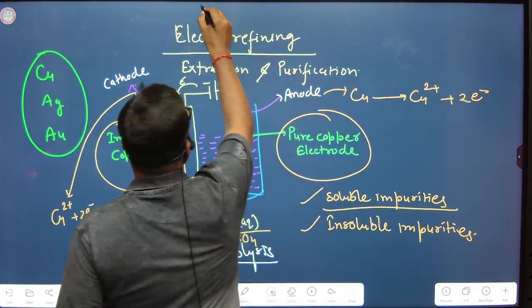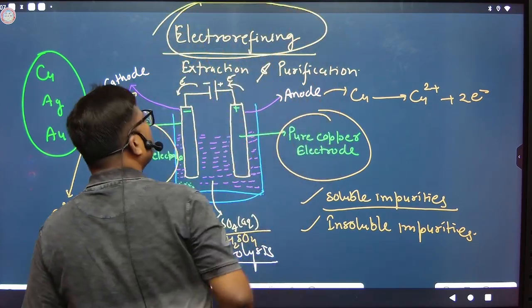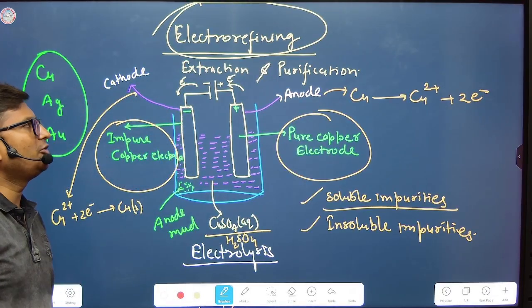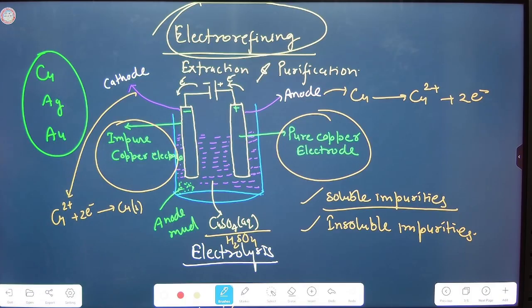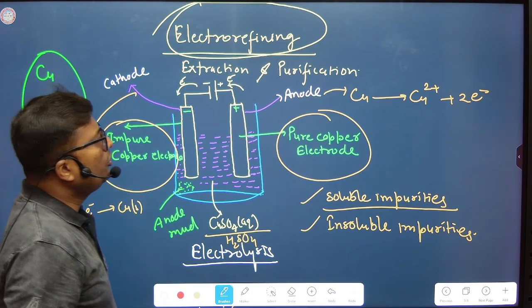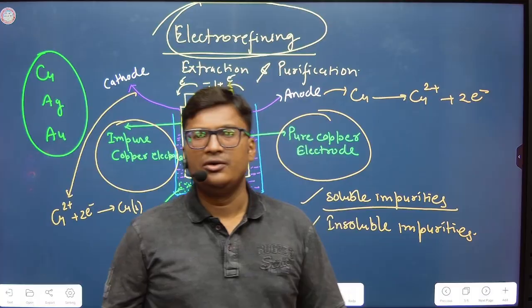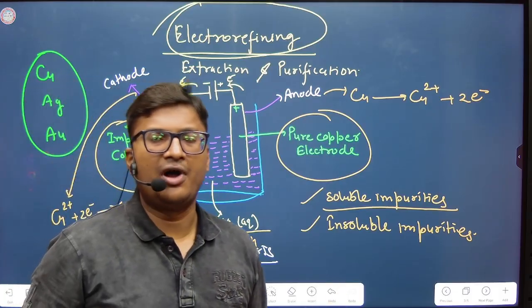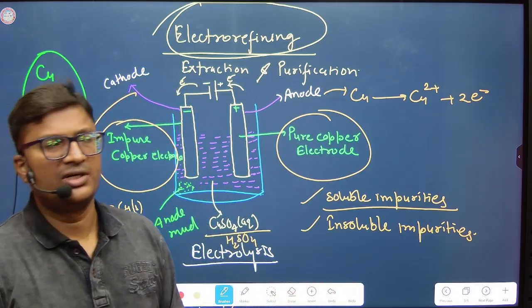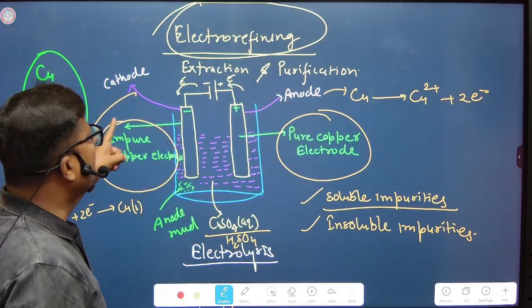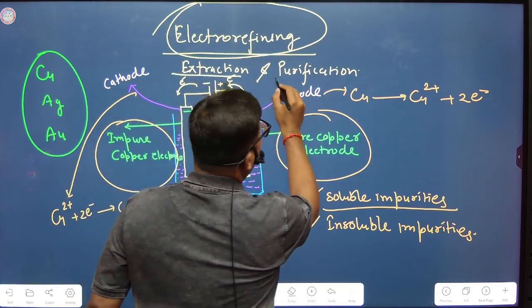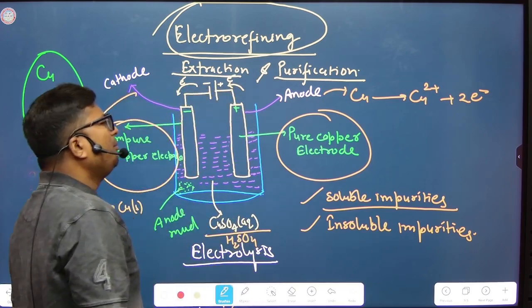Now we come across electrorefining. So this is electrorefining. What is electrorefining and how is it different from electroplating? That can be illustrated beautifully in this page, right? Electrorefining means we are trying to refine metals from alloys or ores. In other words, it is the extraction or purification of metals.